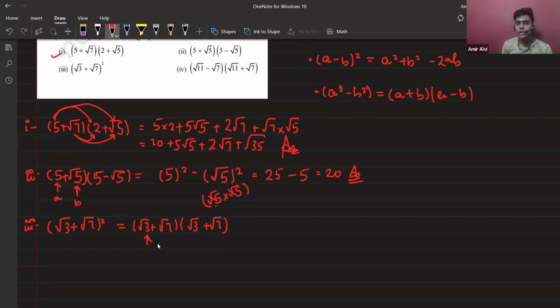This is your A, this is your B, and A plus B whole square is A square plus B square plus 2AB. You just have to square them and multiply them, AB. Yes or no? Yes. First use the identity to solve it. I've also given a hint. Use the identity.